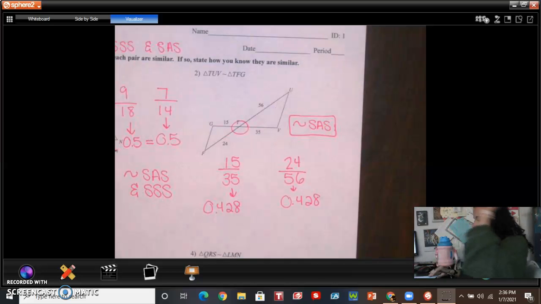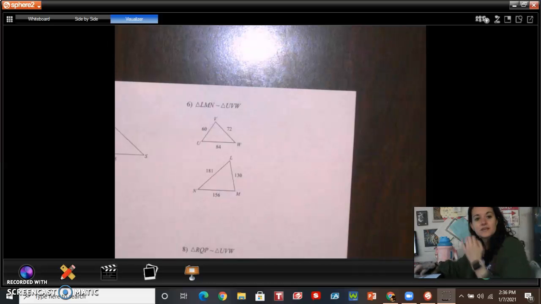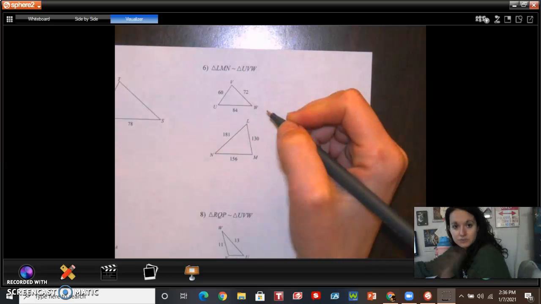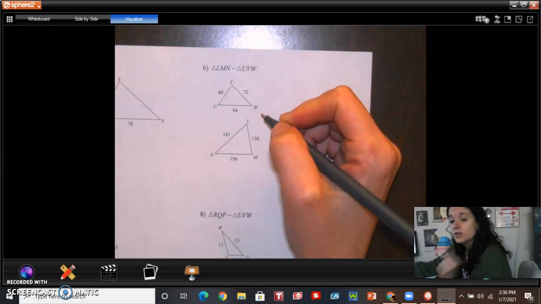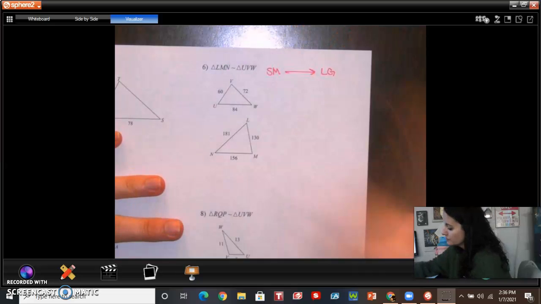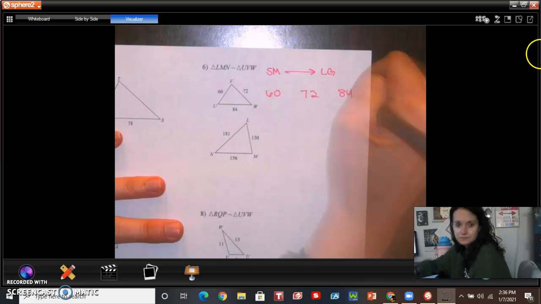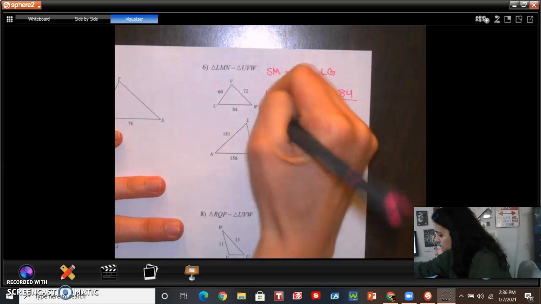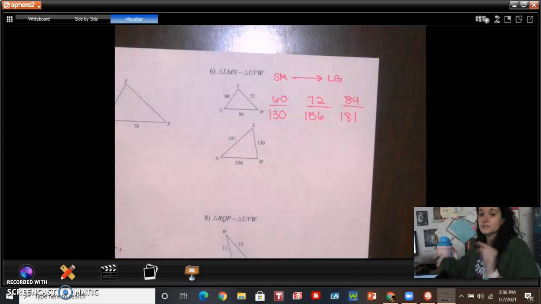All right, so the next one I want to go over with you is number 6. And remember, you can complete the rest of this for bonus. I notice I don't know any angles, but I know all three of my sides. So what we're checking here is side, side, side similarity. We have to check all three sides. Again, I like to list small to large. For my first triangle up here, I've got 60, 72, and 84. On my bottom triangle here, I've got 130, 156, and 181. All three of them have to match.